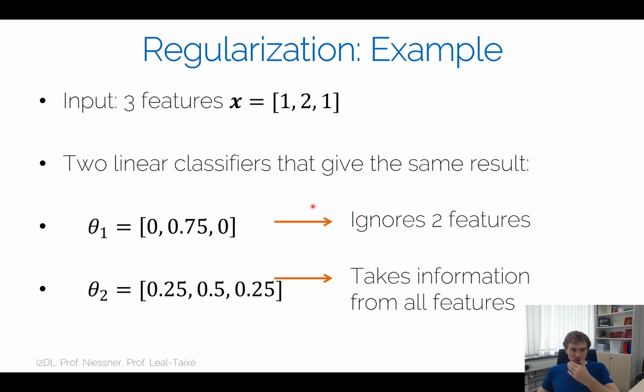Okay. So if you're looking at a simple regularization example, let's say I have an input which is a three-dimensional feature vector, 1, 2, 1, right? Very simple. We have two linear classifiers here with two different weights, theta 1 and theta 2, which are just literally multiplying. This is a linear one, right? So the first one is 0 times 1, 0.75 times 2, 0 times 1, and so on. And here it's 0.25, 0.5, and 0.25. This is just a linear model right now. I just wanted to make this model very, very simple, and I wanted to quickly talk about the implications of these two choices here.